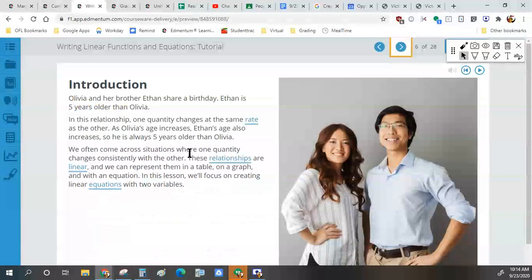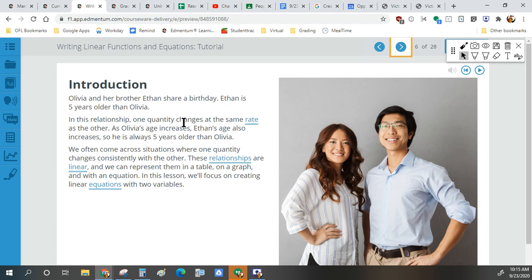All right. So our introduction here. Ethan or Olivia and her brother Ethan share a birthday. So she's 5 years older. She's always going to be 5 years older because it's the same birthday.